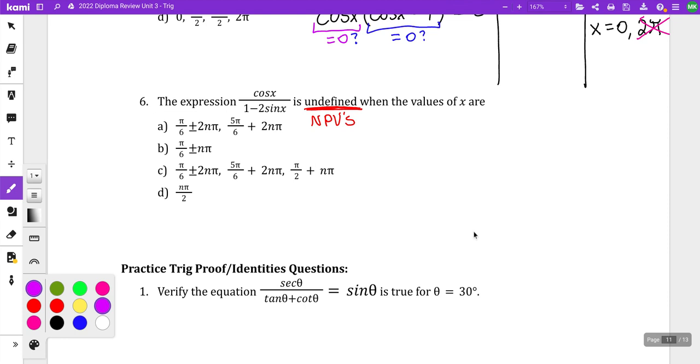Non-permissible values. How do you get them? Where do they come from? Like mathematically, what creates an NPV? Yeah, the denominator equals 0. You can't divide by 0. So NPVs, non-permissible values, are undefined things. They happen when you divide by 0, because you're not allowed to do that. So to figure out your non-permissible values for a trig function just means that the bottom can't equal 0.